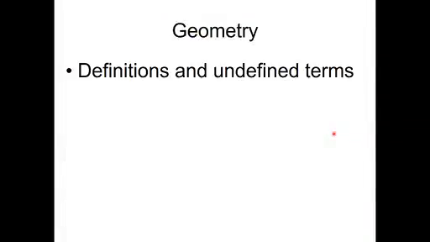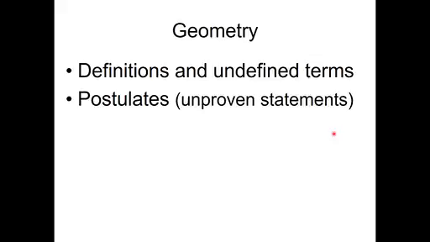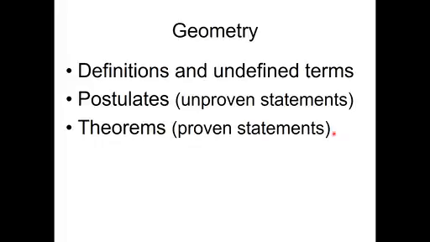Well, that's what we do in geometry. We take parts, we take definitions and undefined terms. Those would be terms that we can't define very well. So we have those two Legos. We have postulates, which are simply statements that we're not able to prove. We just accept them as true without proof. We also have theorems. This is another important Lego in geometry. It's a statement that we have been able to prove directly, using deductive reasoning.